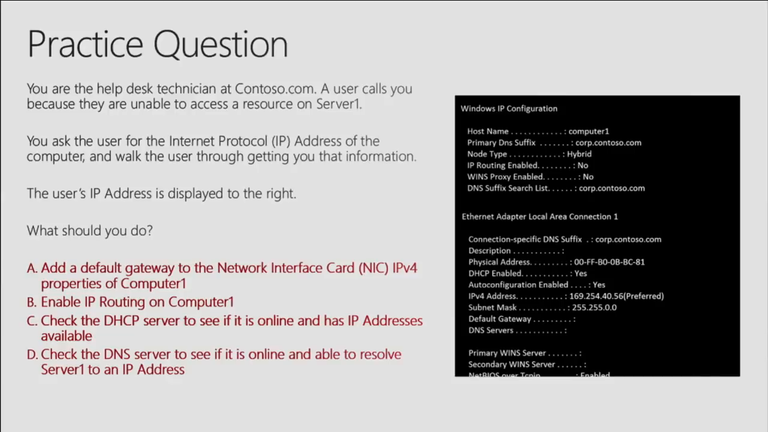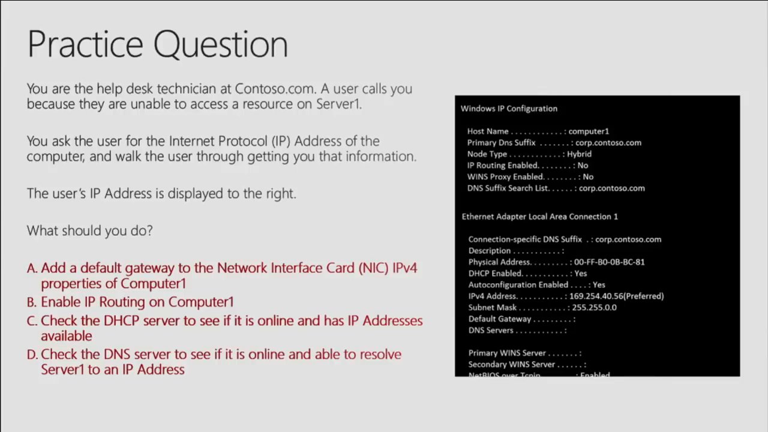Should you add a default gateway to the network card, enable IP routing, check the DHCP server to see if it's online and has IP addresses available, or check the DNS server to see if it's online and able to resolve server 1? Yeah, C. Because?